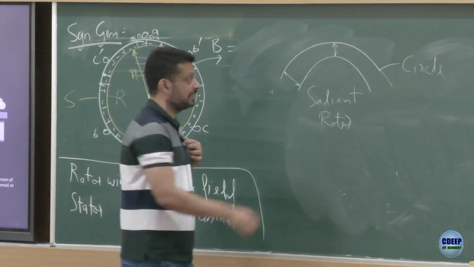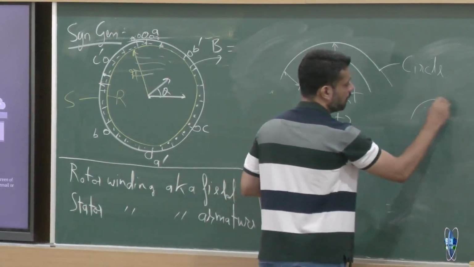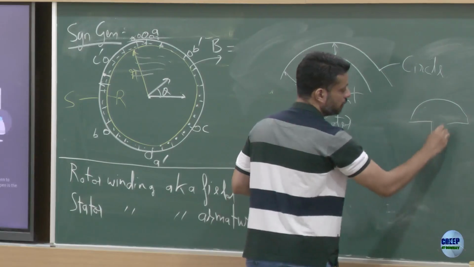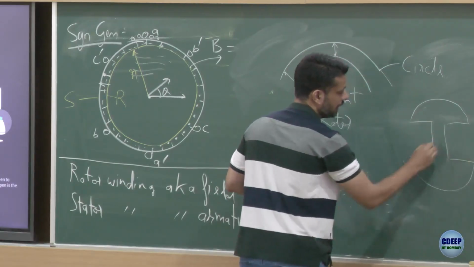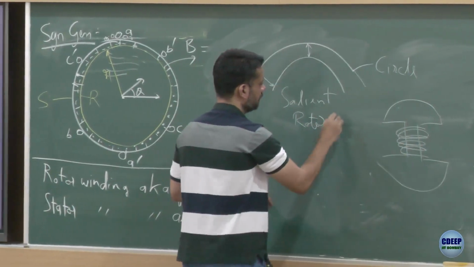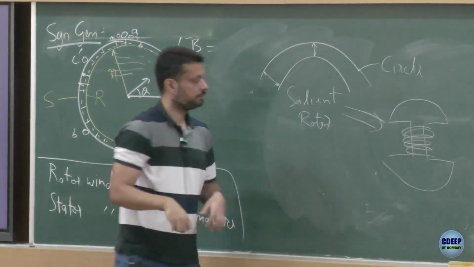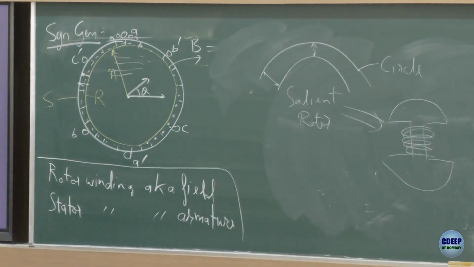Is that okay? So this shape actually is something like this. You have one rotor here, if you have a two pole, right, and this is where you put the winding. This is the full structure. Is that okay? This is one way of doing it.